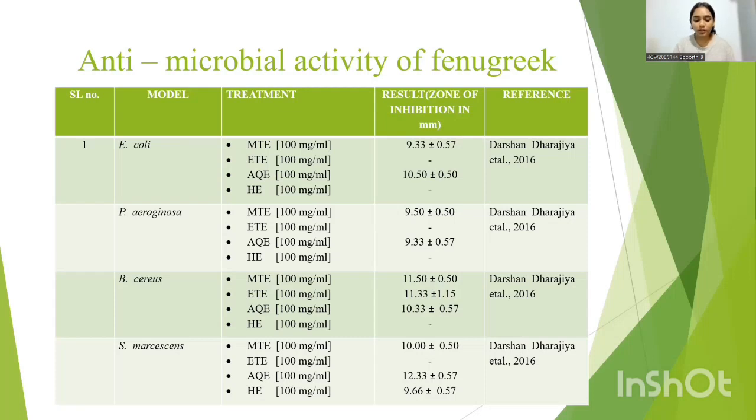In P. aeruginosa, the methanol extract of 100 mg per milliliter showed 9.50 millimeter of zone of inhibition, whereas ethanol and hexane extracts showed nil. In B. cereus, the methanol extract of 100 mg per milliliter showed 11.50 plus or minus 0.50 millimeter of zone of inhibition. Ethanol showed 11.33 plus or minus 1.15 millimeter of zone of inhibition, but hexane extract showed zero zone of inhibition.